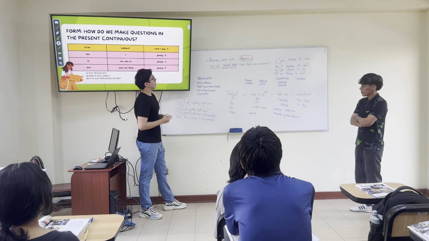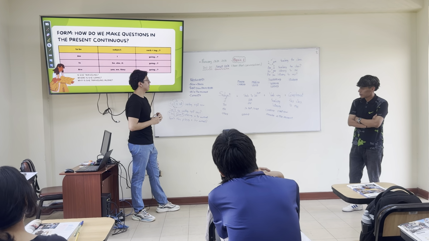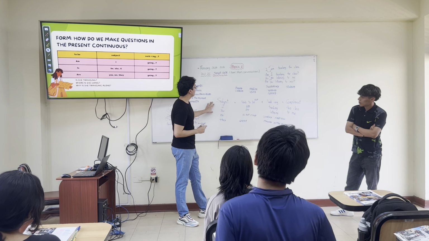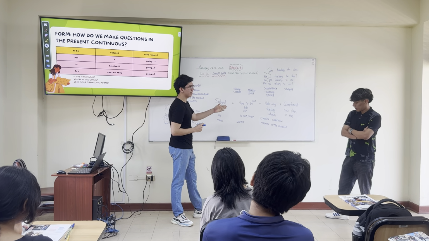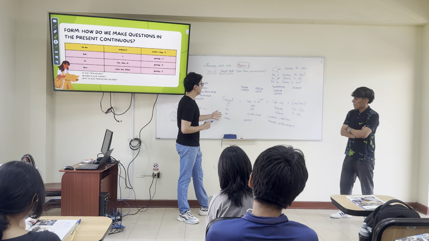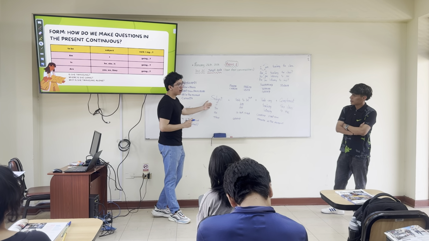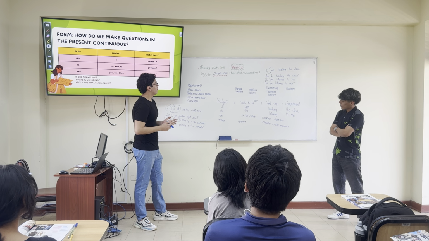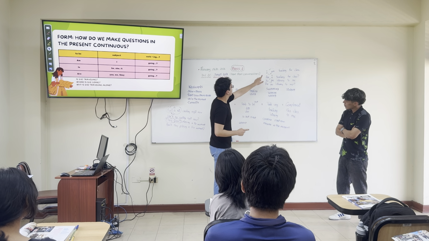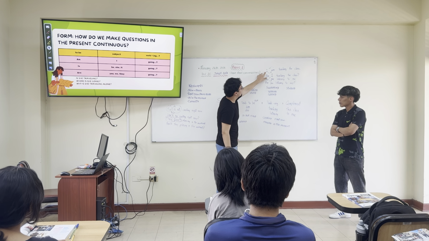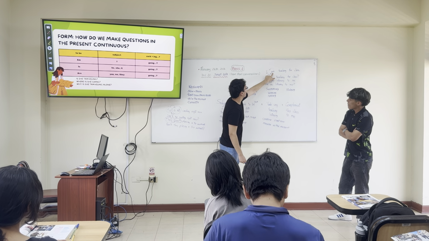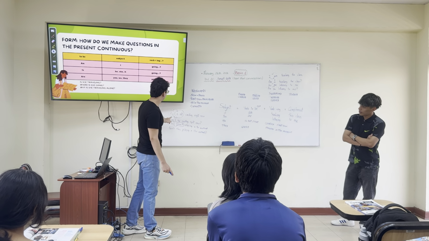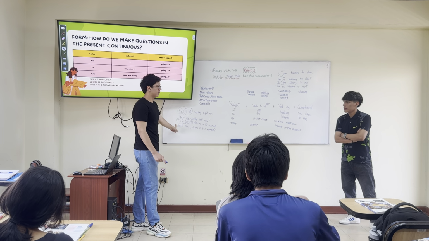As you can see, making questions is very easy. The only thing you need to do is to know how to make affirmative sentences and negative sentences. When you know how to do that, the only thing you're going to do is to exchange. The subject is going to be second, and the verb to be is going to be first. And the same right here. See?